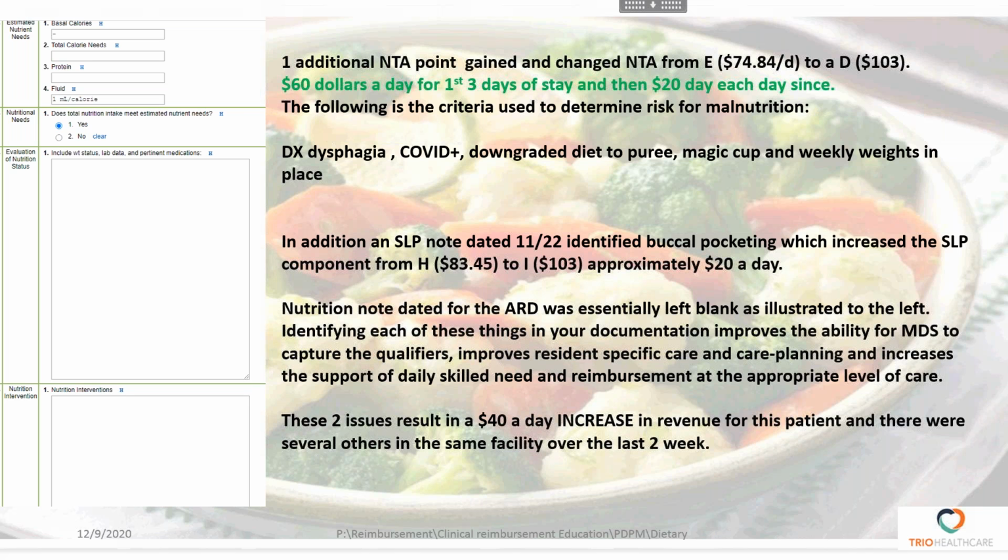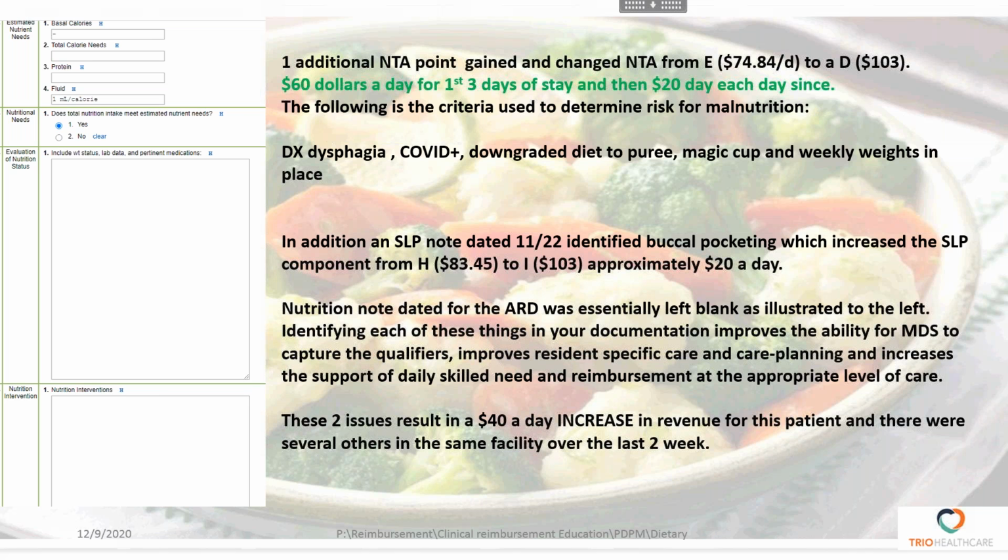Diagnosis of dysphagia. They had COVID. They've had their diet recently downgraded to puree. They get a magic cup. They're on weekly weights. All of those things are indicators of them being at risk for malnutrition. In addition, a speech note dated 11/22, which was within the time frame, identified buccal pocketing, which also increased the speech component from $83.45 to $103, an additional $20 a day. So now we're up to about $40 a day increase in revenue for this patient. And there were several patients in the same facility over the last 2 weeks. That's a lot of money.